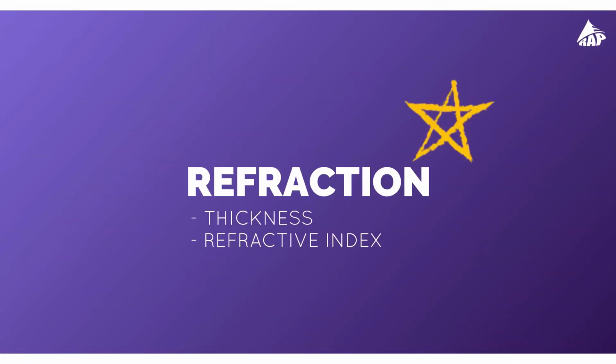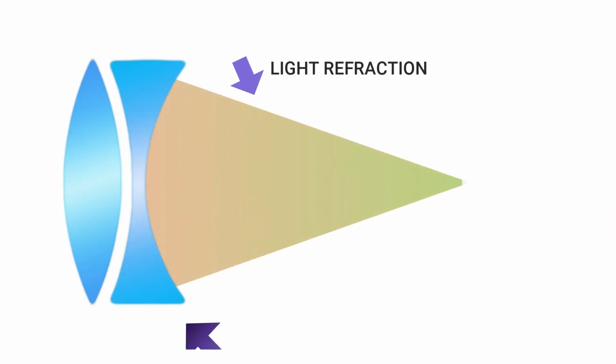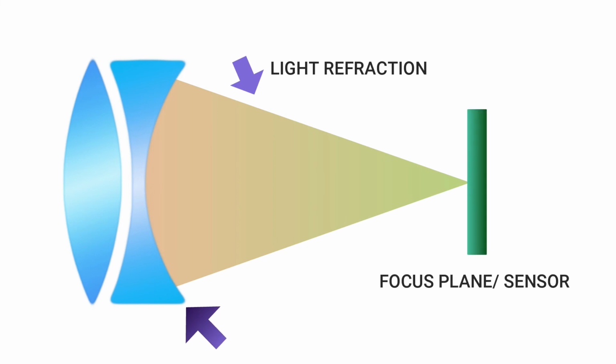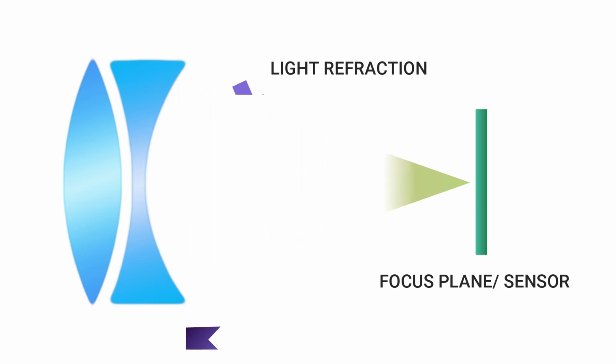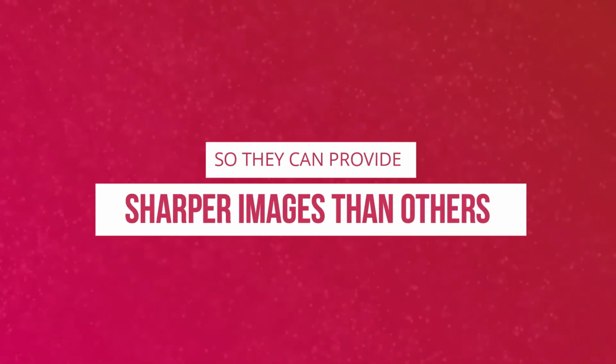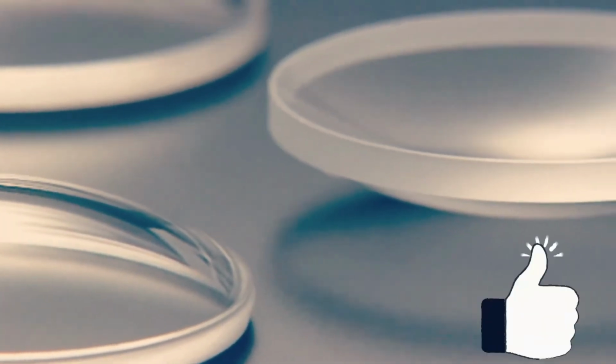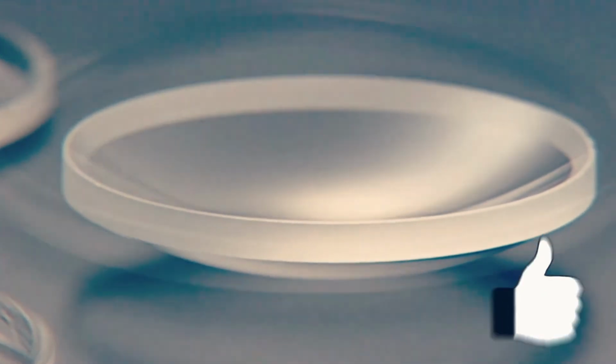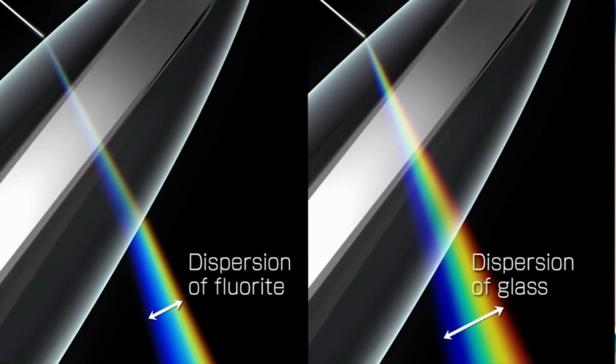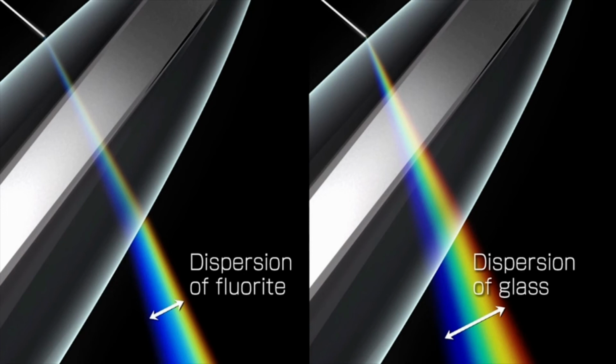Except for the refractive index, the glass thickness is also a factor that controls the nature of refraction. A properly shaped lens that has a low refractive index can focus the light on the focus plane without aberrations, so it can provide sharper images than any other elements. Fluorite and other special elements have much more control over light refraction than ordinary glasses. Here you can see with an ordinary glass the light gets more dispersed than in fluorite glass.